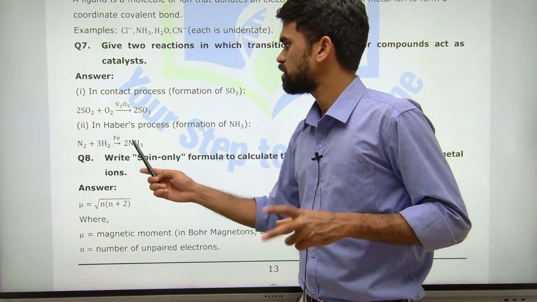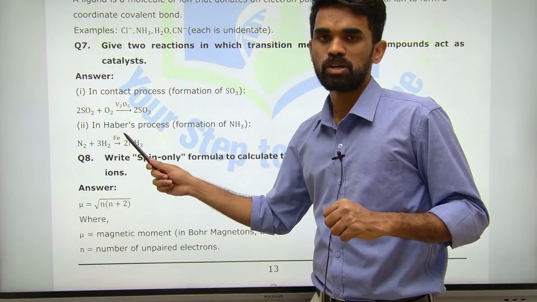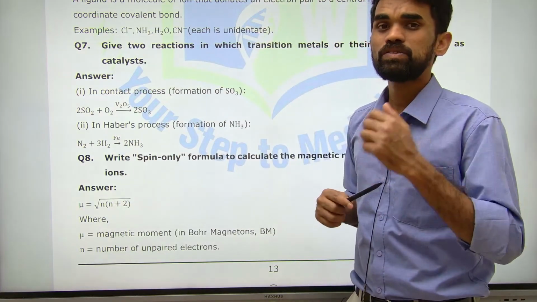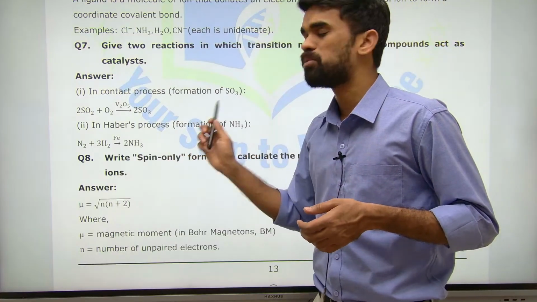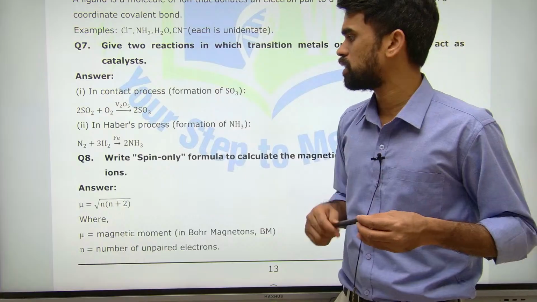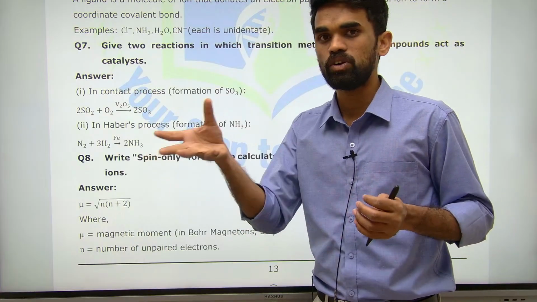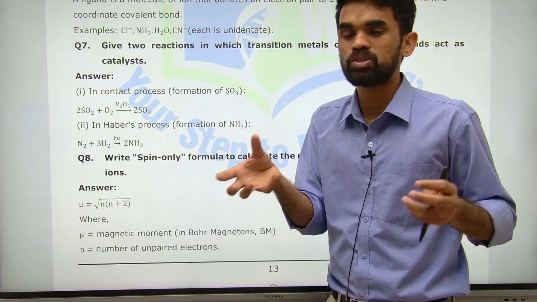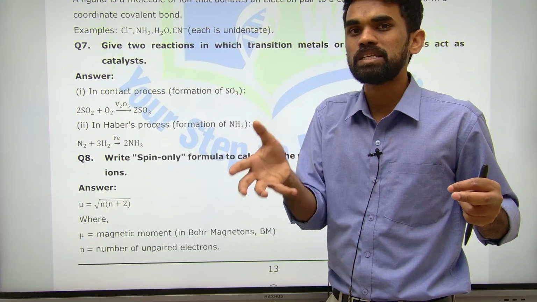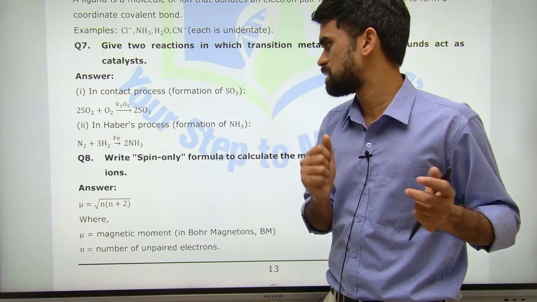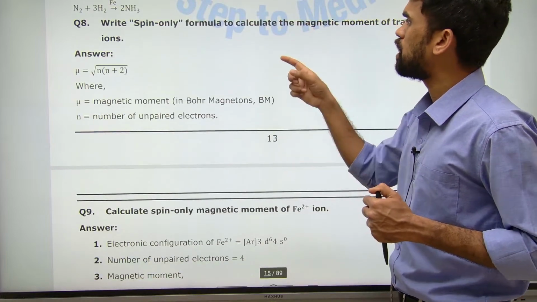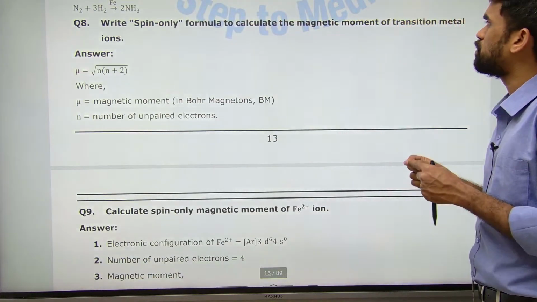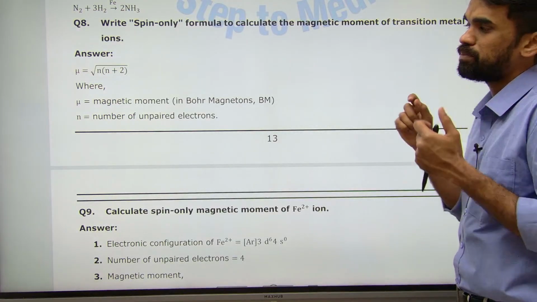The next one is Haber's process. What is Haber's process? It is for the industrial production of ammonia. What catalyst is used here? Iron is the catalyst, where nitrogen and hydrogen combine to give ammonia in the presence of iron, the metal catalyst. Now the next question: write the spin-only formula to calculate the magnetic moment of transition metal ions.